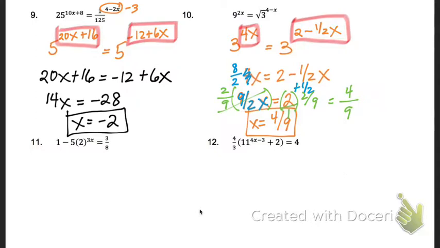Okay, for number 11 and 12, this is where the PEMDAS backwards comes into play. So I want to add and subtract. I want to get rid of the 1 first. I'm going to subtract 1 on each side. So -5 times 2 to the 3x equals 3/8 minus 1. If I change this to have a denominator of 8, it would be minus 8/8. 3 minus 8 is what? -5.